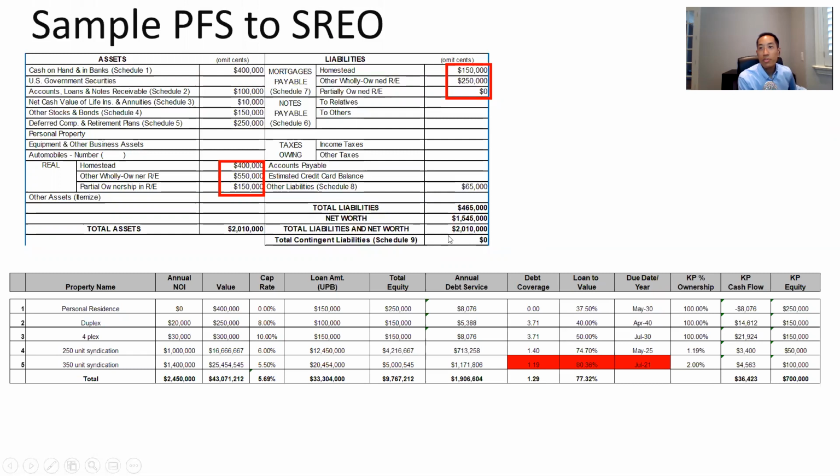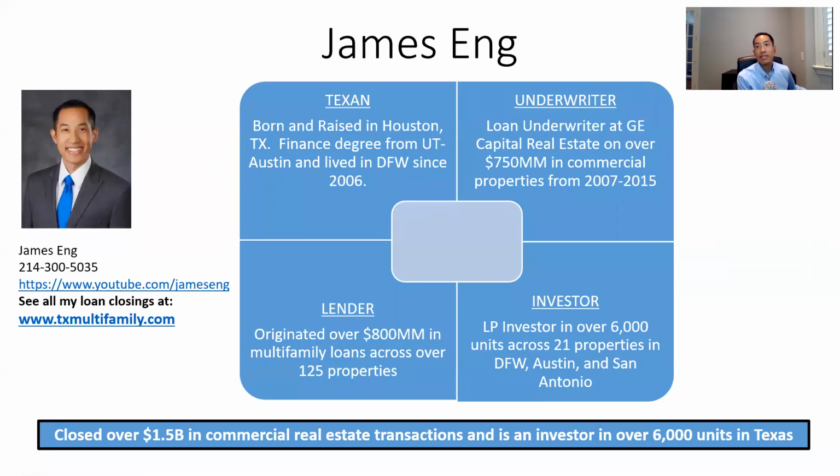A major portion of most people's personal financial statements is the schedule of real estate. So it's important to put all this in and get it correct. And so my background is as a underwriter at G Capital for 8 years. And then also as a lender on the multifamily space for the last 5 years, doing about 125 properties, over $800 million in loans, and also investing in close to 6,000 units over 21 properties in DFW, Austin, and San Antonio.